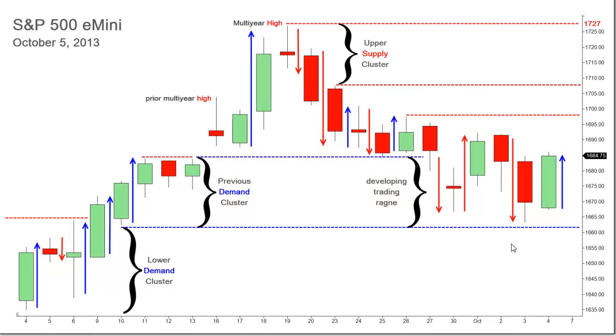Coming into Monday's session, the developing trading range has now reached a state of consolidation. The sell-off has found, for the time being, a stopping point at or near the September 10th low. Minor resistance exists up at the 1686-1688 price level, and resistance from the previous week is up at or near 1700. Above those price levels is the supply cluster that developed when the S&P had traded up to the multi-year high.